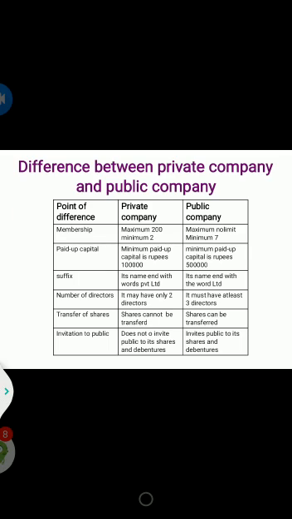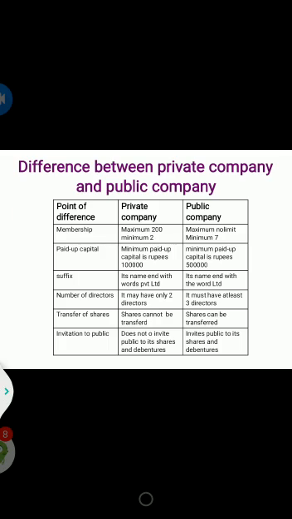Suffix means the word which comes after the main words, right? For example, XYZ is my company's name. To be called a private company, it should have a suffix, XYZ Private Limited, which means the private company's name will end with the words Private Limited. If it is a public company, my company name will end with XYZ Limited.